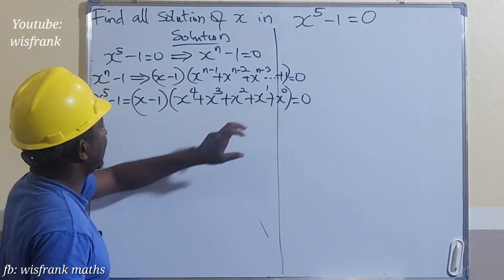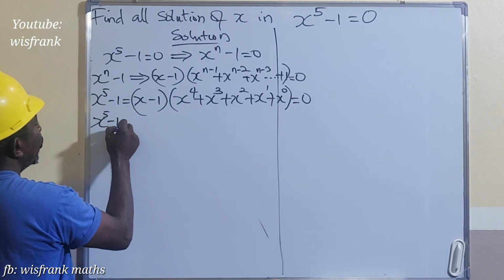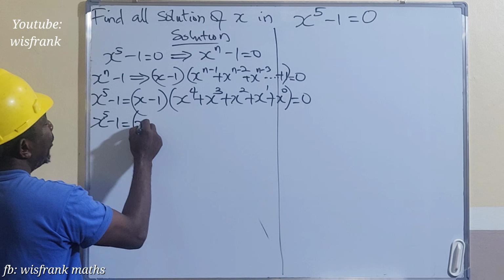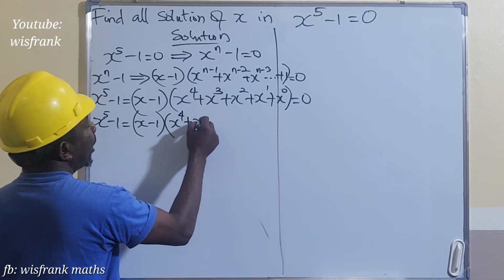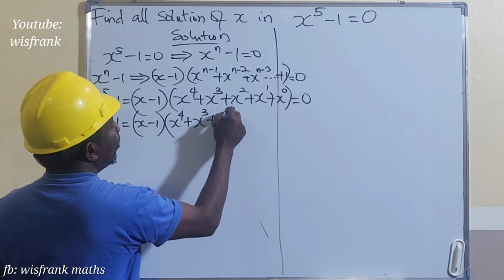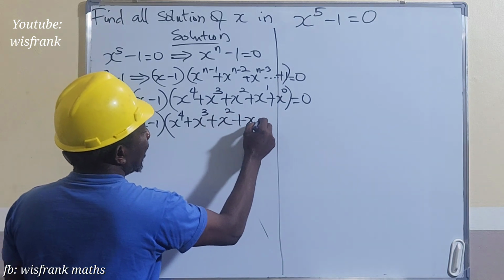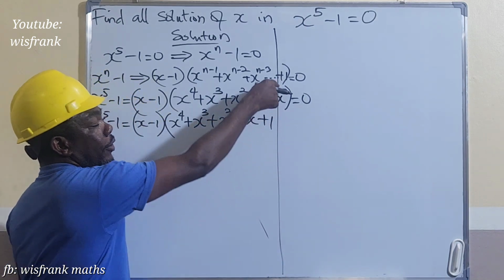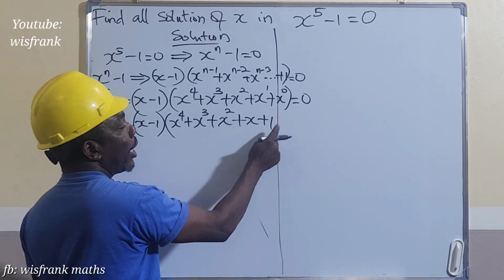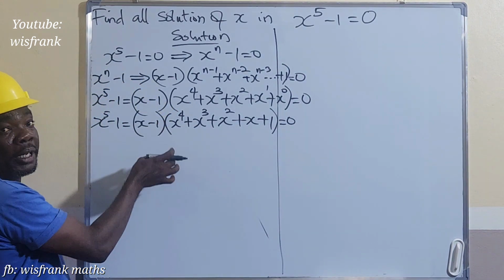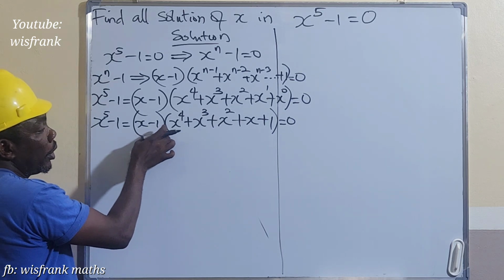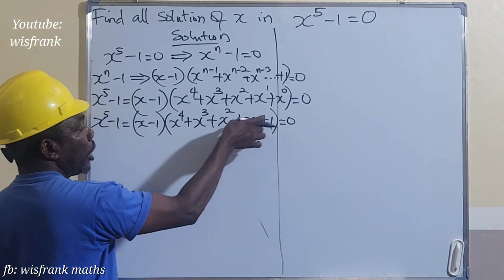We can simplify this as x to the power of 5 minus 1 equals x minus 1 into x to the power of 4 plus x to the power of 3 plus x to the power of 2 plus x plus 1, because anything raised to the power of 0 is 1. That's why we have 1. All equals 0. So now we have two parentheses here. Either the first one equals 0 or the second one equals 0.